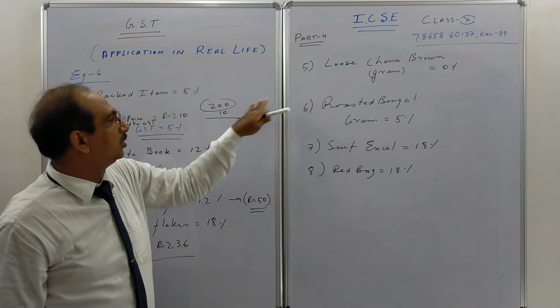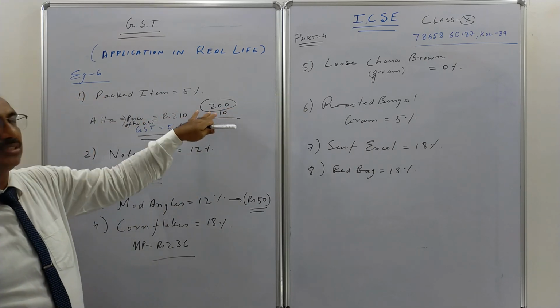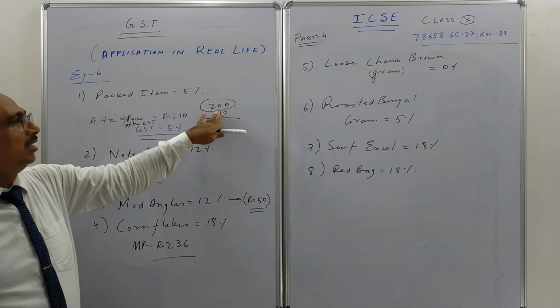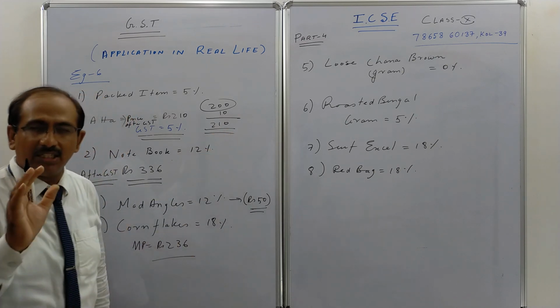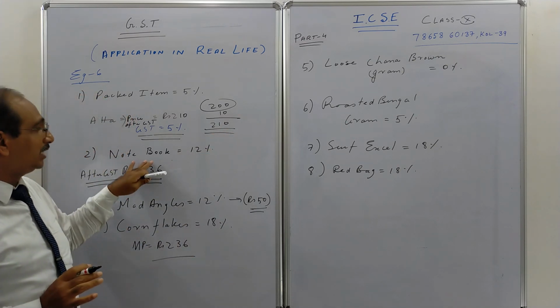If you buy loose atta, it will be 0%, but packed atta is 5%. So 5% of 200, I told you, 10% is 20, 5% is 10, so we pay that. So remember, these are all inverse cases. They will not tell you the base price.